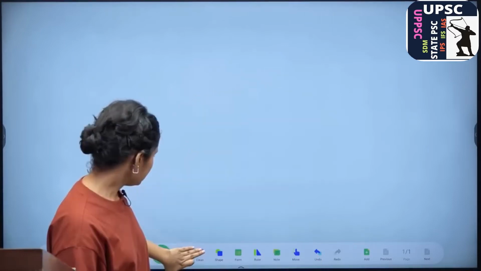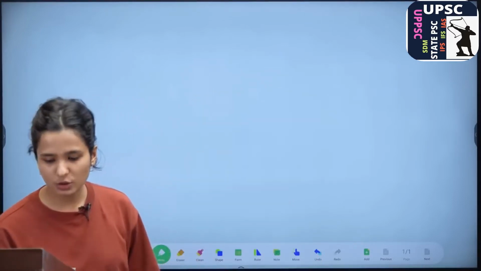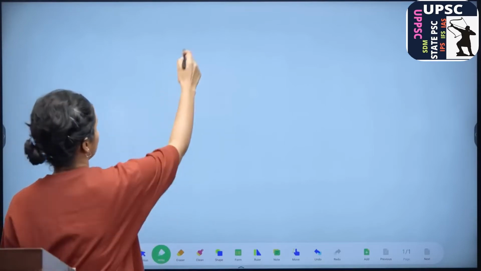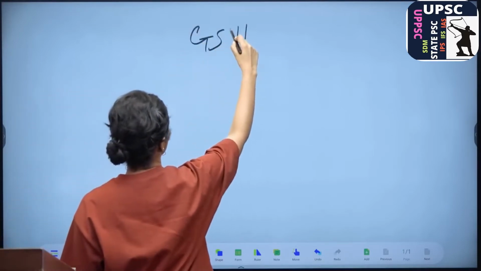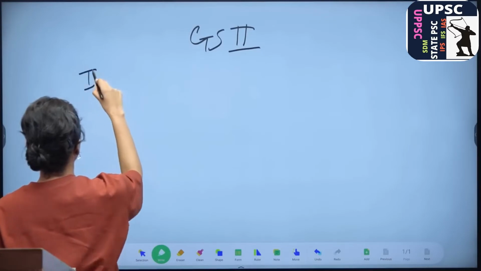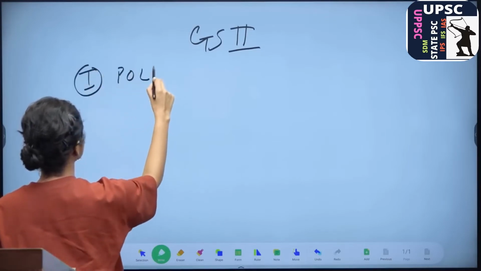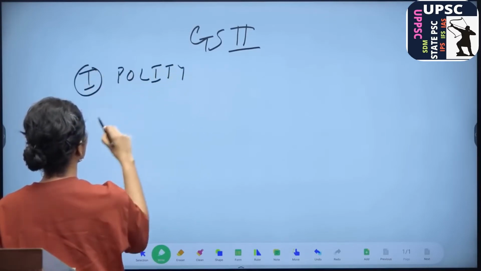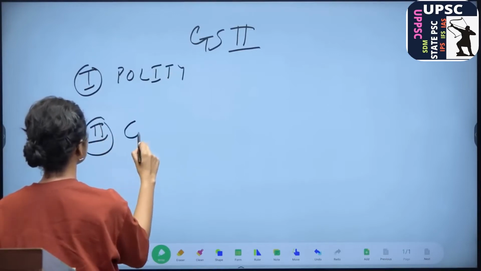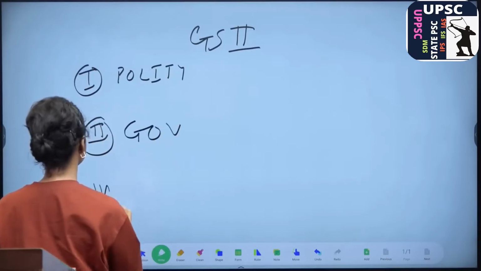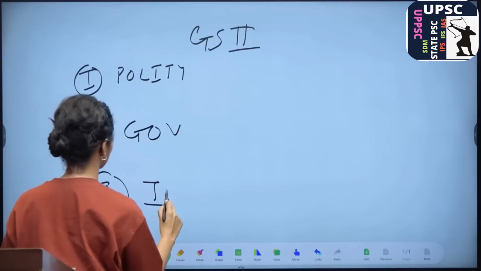As to how this session is going to be structured, firstly I'll talk about certain basic things that you can apply in all 4 papers, and then we're going to go paper wise. Now we come to GS2. GS2 comprises 3 things. First is polity. Second is governance issues, and third is IR.